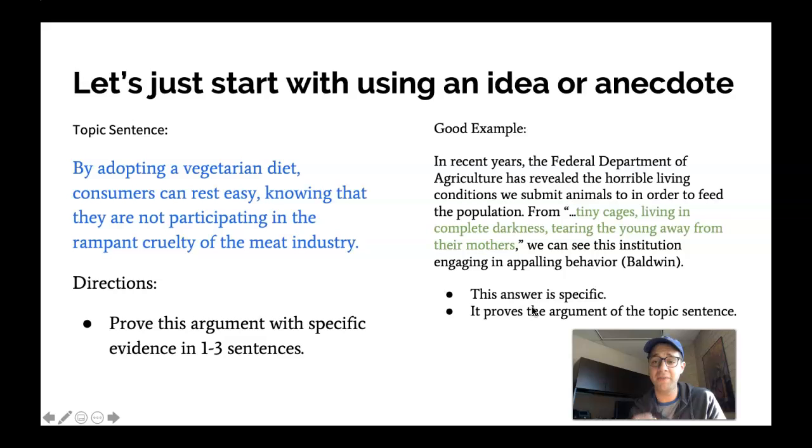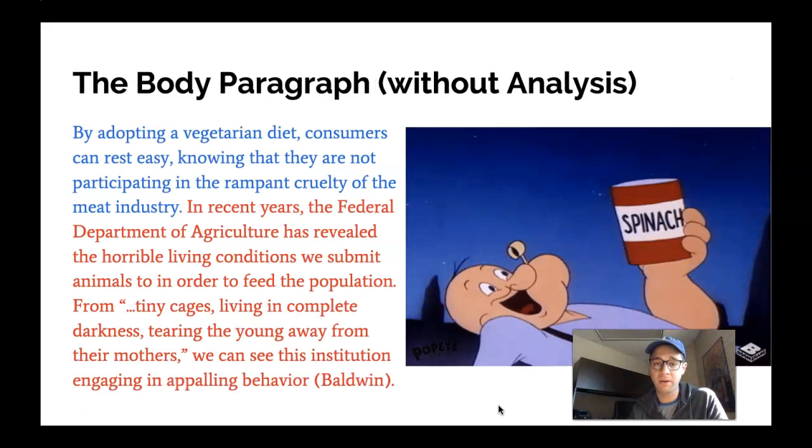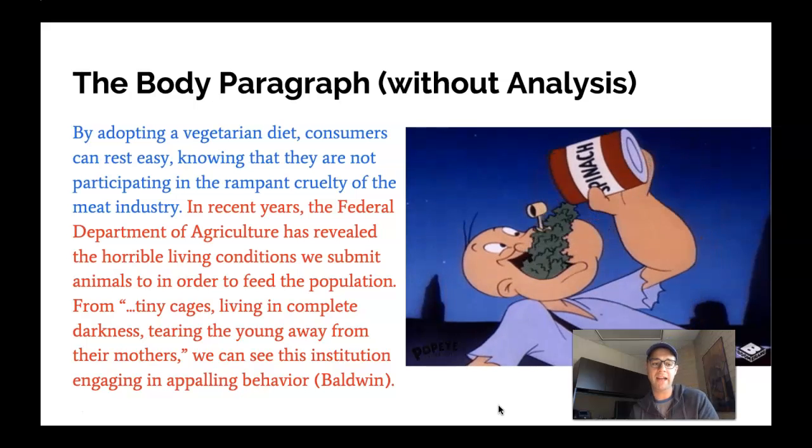This answer is specific. I referenced the Federal Department of Agriculture, so I have an appeal to authority here that makes sense. It also proves the argument of the topic sentence, right? So I'm proving it like a lawyer with this text evidence that I found. Whether you do your own research or you're pulling from a text or resource that I've given you, either is perfectly fine. Okay, so here's what I've got so far.